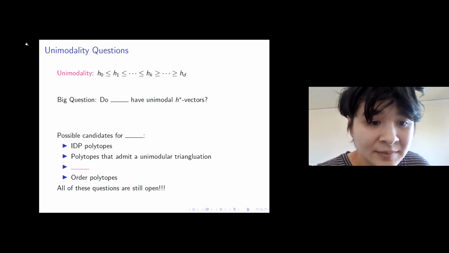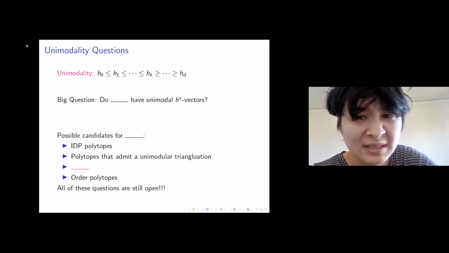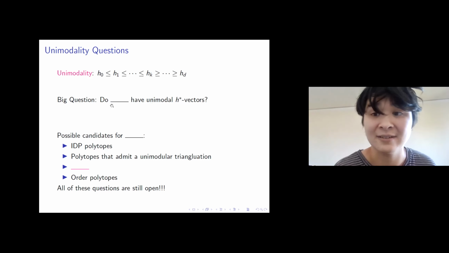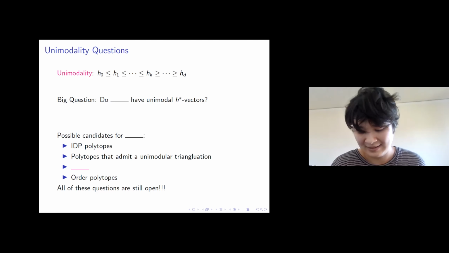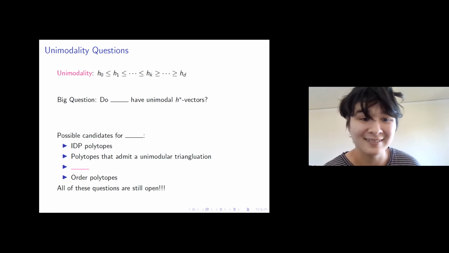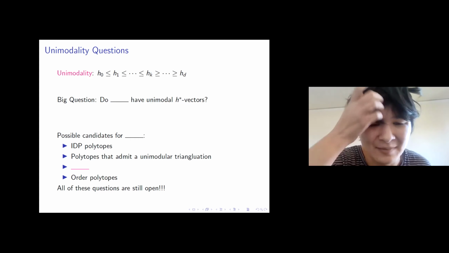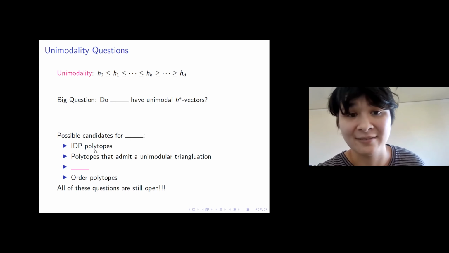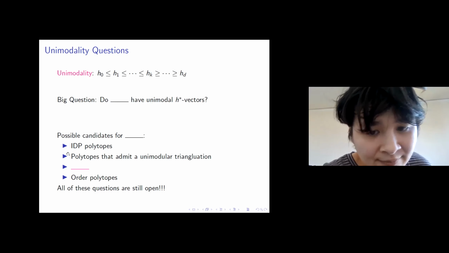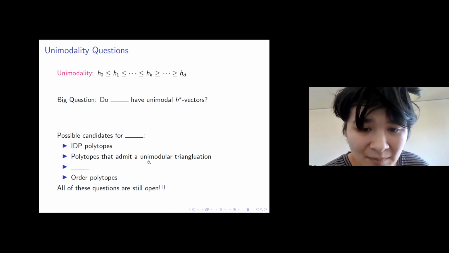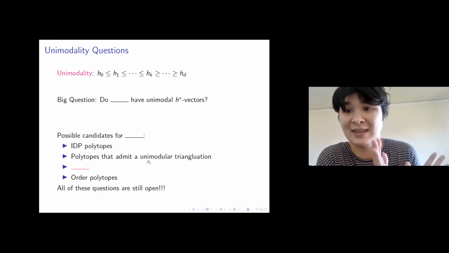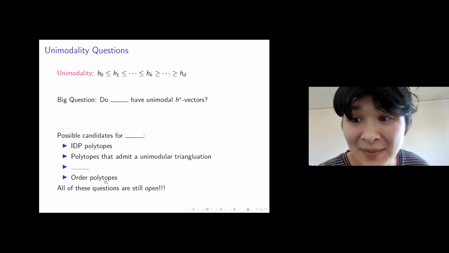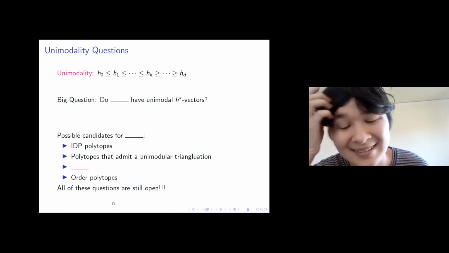So a big question in polytope and Ehrhart theory is, do blank have unimodal H star vectors, where blank is a nice family of polytopes? There are several things the blank could be. Some possible candidates are IDP polytopes, which are polytopes that satisfy this really nice decomposition property; polytopes that admit a unimodular triangulation, which means you can divide them into simplices that are as small as possible; and order polytopes, which I just defined to you.